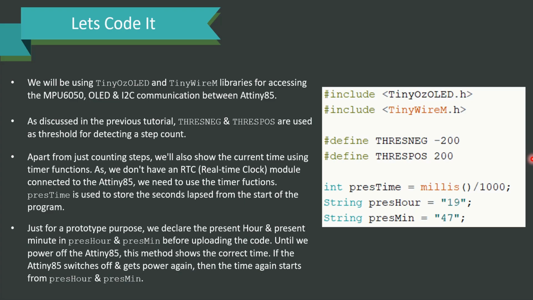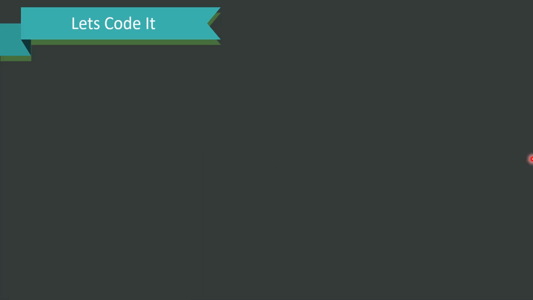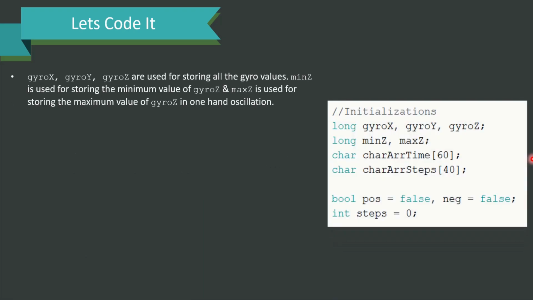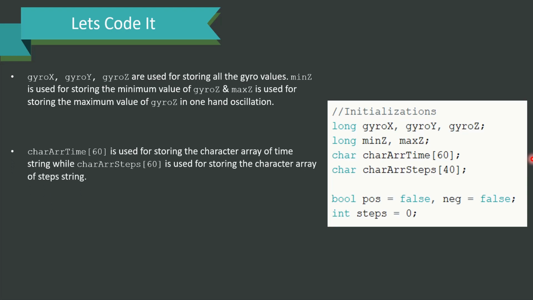The code is presented in front of you for a quicker reference, where you can see that the pres hour, pres min is clearly declared. Gyro X, Gyro Y and Gyro Z are used for storing all the gyro values. Min Z is used for storing the minimum value of Gyro Z, and Max Z is used for storing the maximum value of Gyro Z in one hand oscillation.